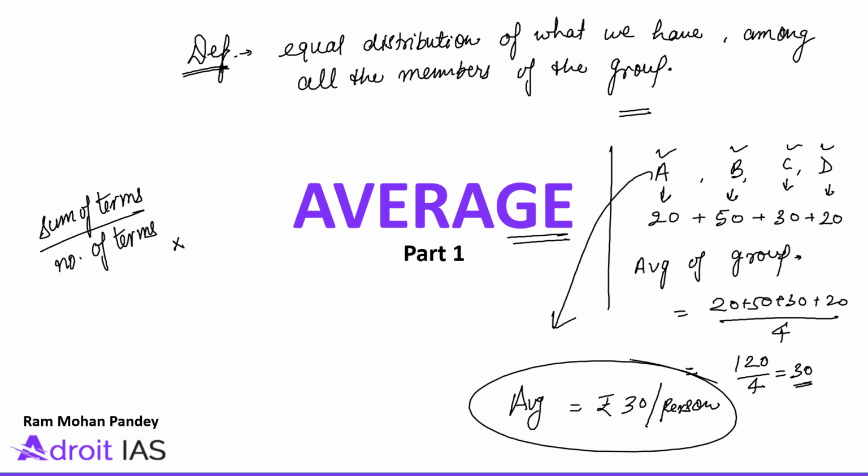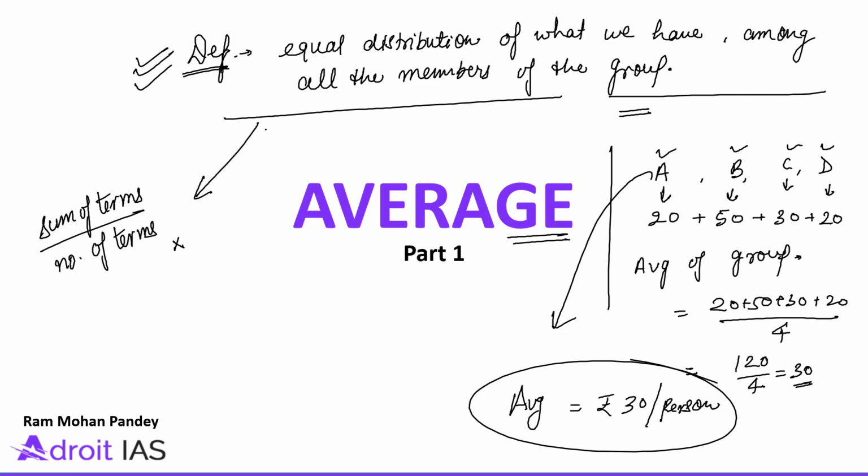Average means equal distribution of what we have among all the members of the group. This is the layperson's definition of average, and the mathematical definition, sum of terms divided by number of terms, which we used here, is derived from this definition only. In this part we are not going to use this definition; I will solve the questions just based on thinking.